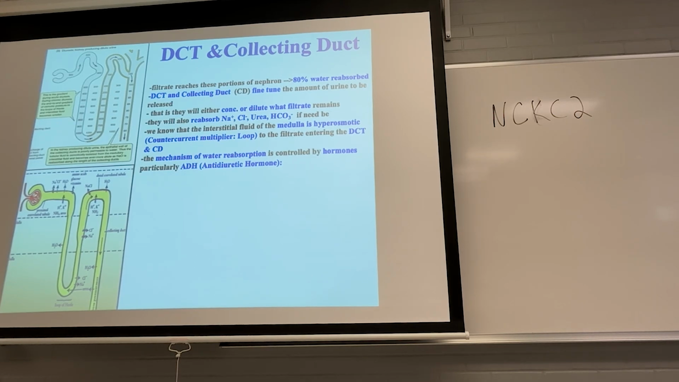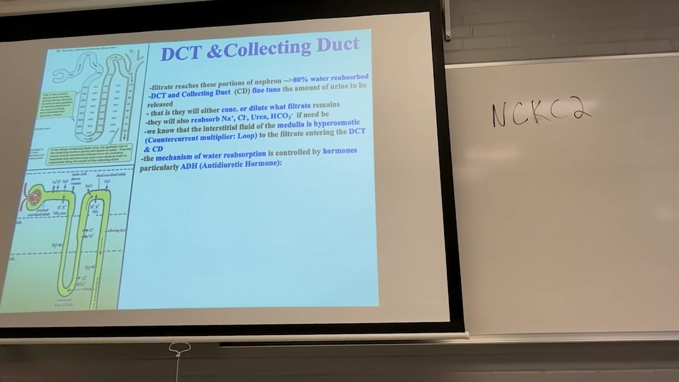All right, and so how do we do that? Well, it's pretty simple. The collecting duct can be either permeable or not permeable to water. Okay? And if the collecting duct is not permeable to water, then you're going to produce a very dilute urine.